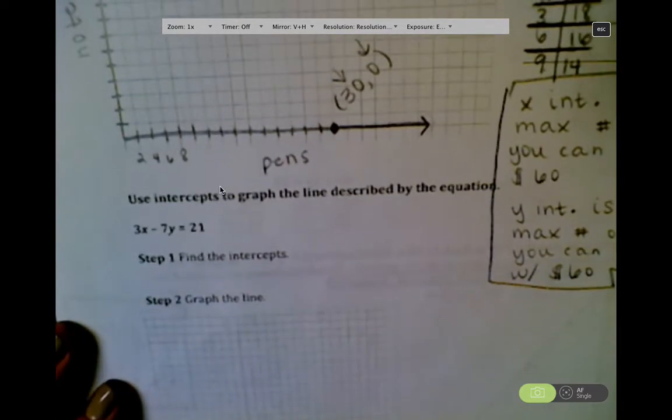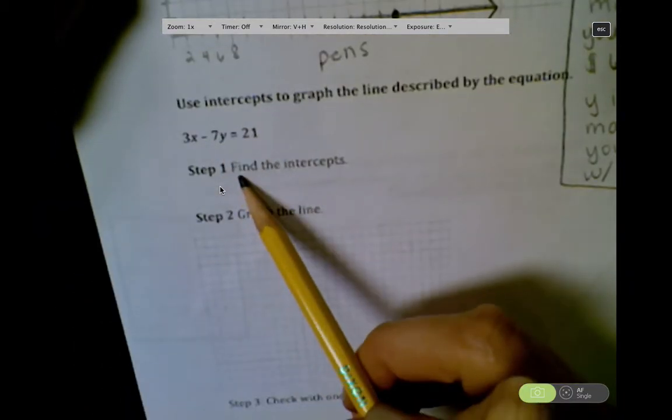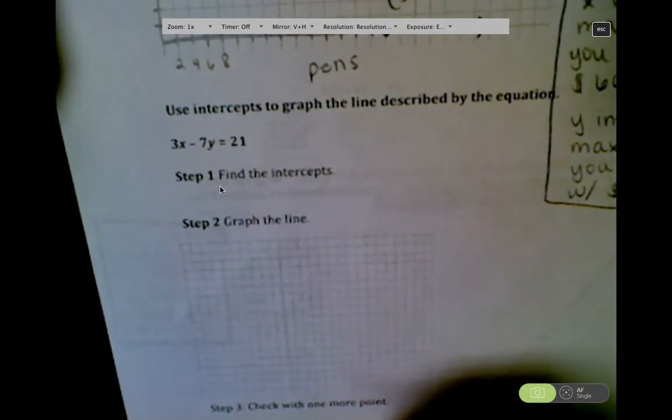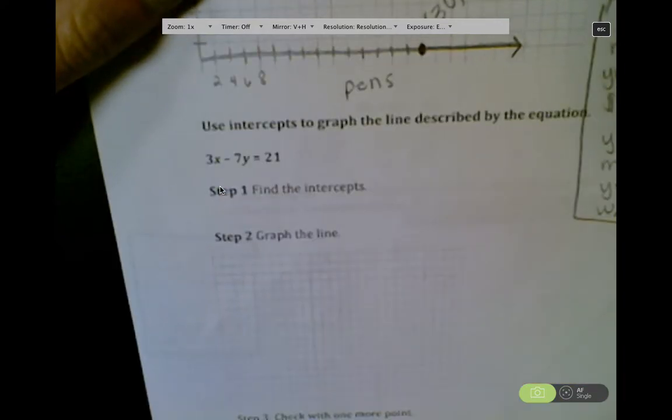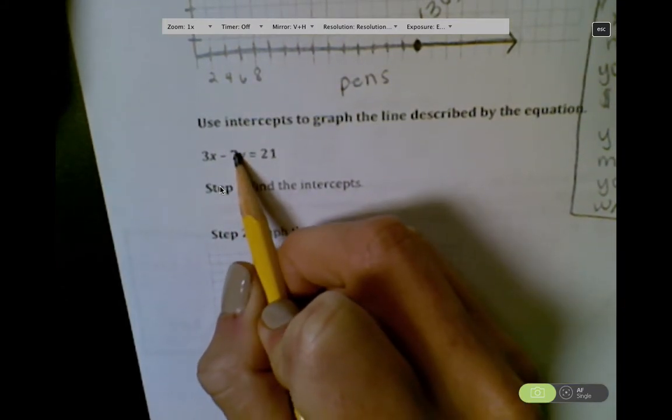Okay, so the only other thing you have left to learn in section 5-2 is how to graph equations using their intercepts. We already talked about yesterday how to find the intercepts from the equation. Remember, to find the intercept from the equation, all you have to do is plug in 0 for the other value. So for example, if we're going to find the x-intercept, we're going to plug in 0 for y.